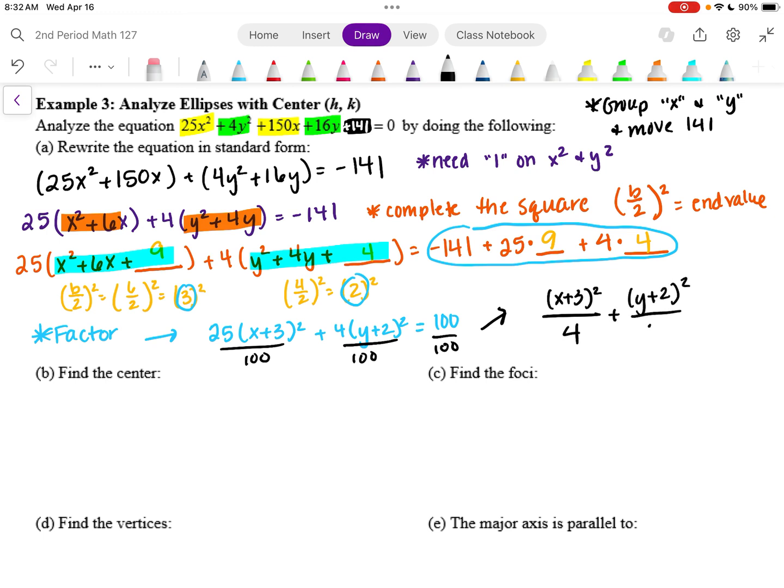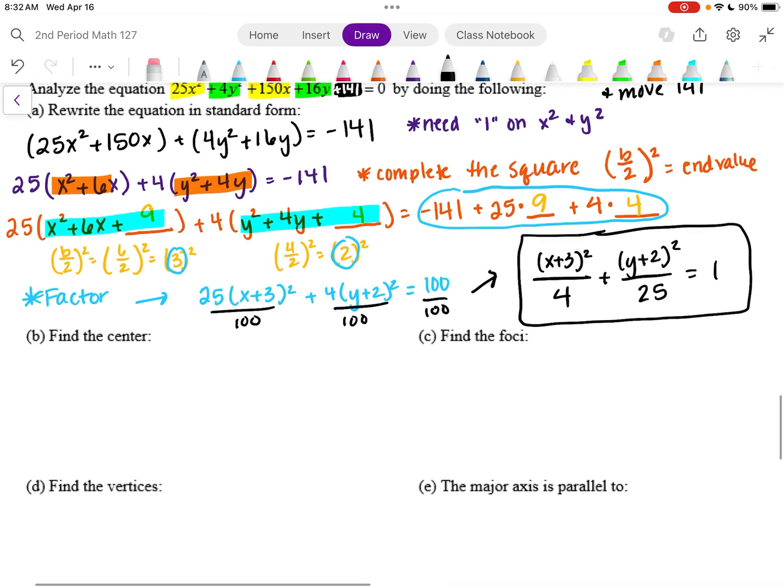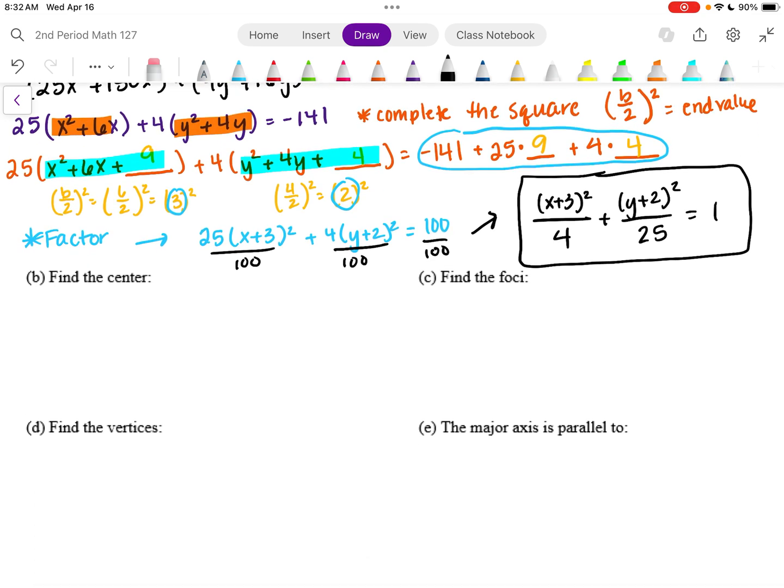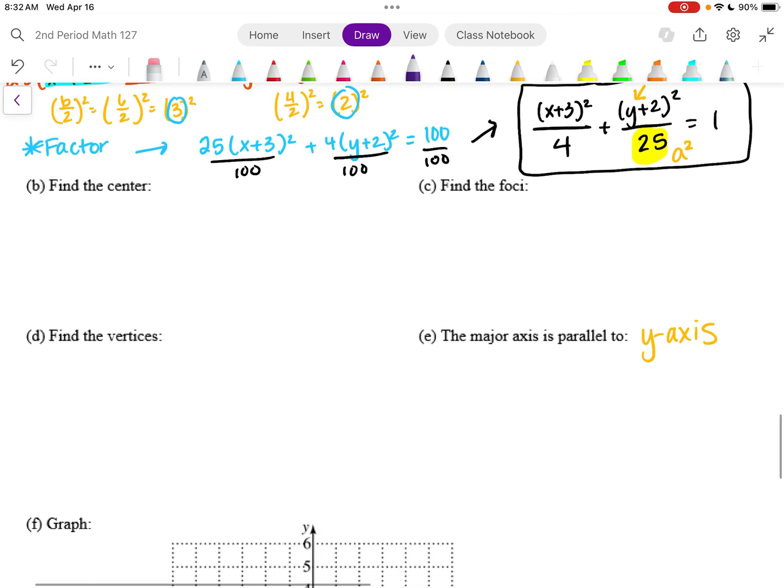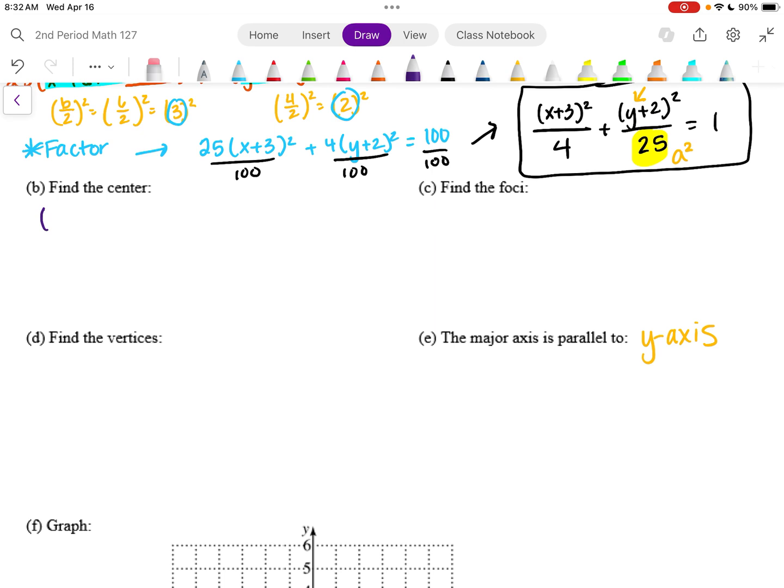The first thing I notice is what type of equation is this? Well, you have to figure out where that a value is. That a value is always your bigger number. So this is going to be my a squared. It goes with the y, which means my major axis is going to be parallel to the y-axis, because the a squared is under the y. So that means my center then is going to be 0, comma, plus or minus a.